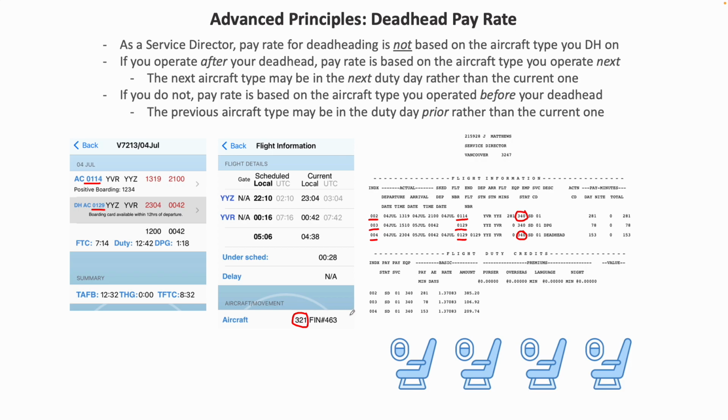We are not paid for the deadhead based on the aircraft type we're on for the deadhead. It is based on the principle of the aircraft type you operate next if there's a flight after, but in this case, because there wasn't, the pay rate is based on the aircraft type operated prior. And for this one, that was an Airbus 330. So when we look, we can see that $1.37 per minute has been used for not just the flight to Toronto that I operated, but also for the deadhead home, since the last flight that was operated was on an Airbus 330.